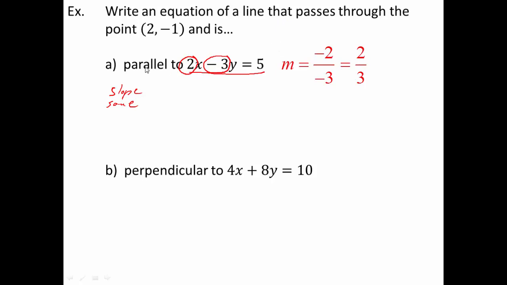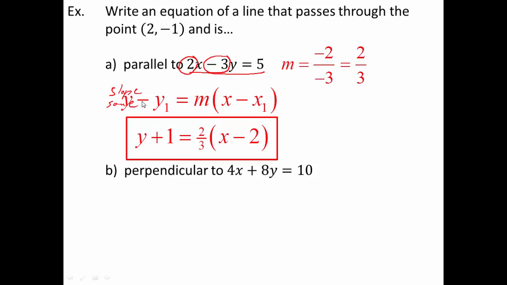So therefore, the slope of the parallel line is also 2/3. So there's a slope. It's got to go through this point. So I can use my point-slope form and write my equation of a line, y plus 1 equals 2/3 times (x minus 2). Now remember, for perpendicular, parallel means same slope, perpendicular is opposite reciprocal.